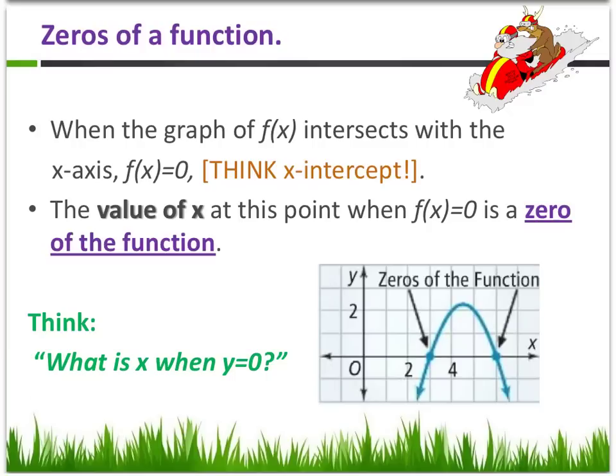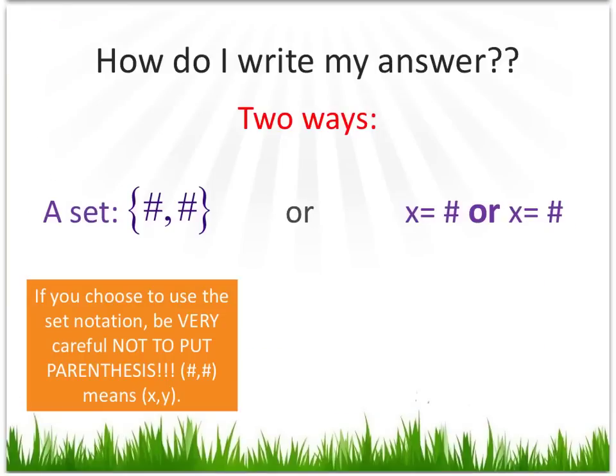Now we're going to be looking at many different methods of finding this, but today we're just going to do graphing. Now once we find our zeros, there's different ways to write my answer. The first way is set notation. Set notation uses the set brackets here, okay? So my answer would be the set of these numbers, okay?